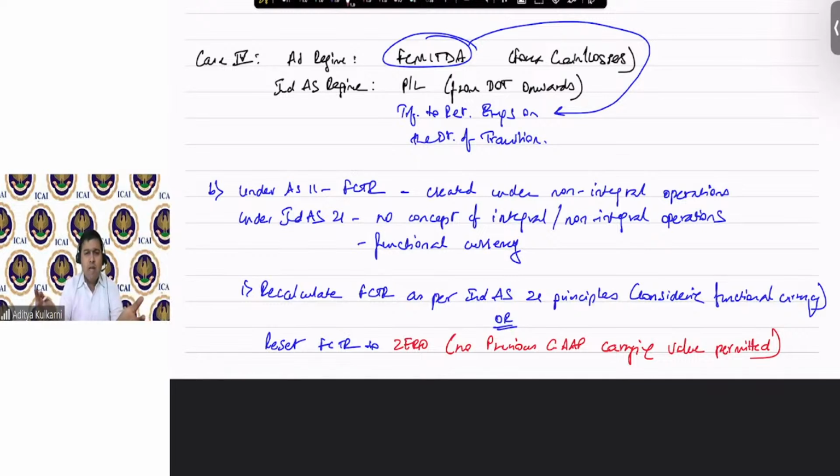So in the case of branch accounts, we have dependent branches and independent branches. Independent branches would take a different exchange rate. Dependent branches would take a different exchange rate. That is what is integral and non-integral operation.